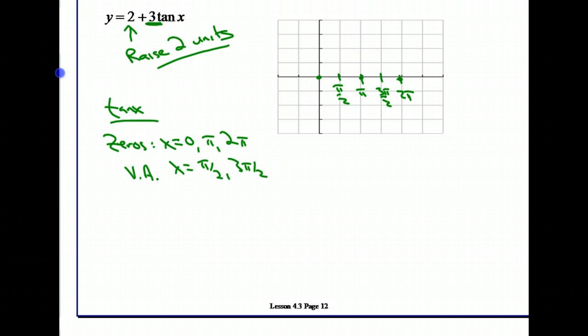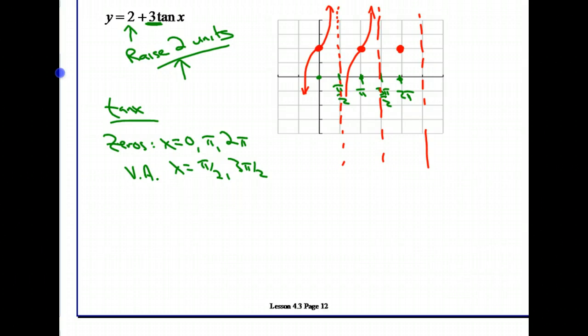But wait a minute. The whole graph is shifted up 2. All my y-coordinates, I'd add 2 onto those. So take those off of here and move all those up 2. So there's my new coordinate, there's my new coordinate. So all those zeros, I'd add on 2. Vertical asymptotes, you can't really add on anything to a vertical asymptote. It's just a vertical line. So I've got this line, got this line, I'd have this line. And now instead of at 0, at 2, I have my tangent graph going up to the right, down to the left, up to the right, down to the left, up to the right, down to the left.